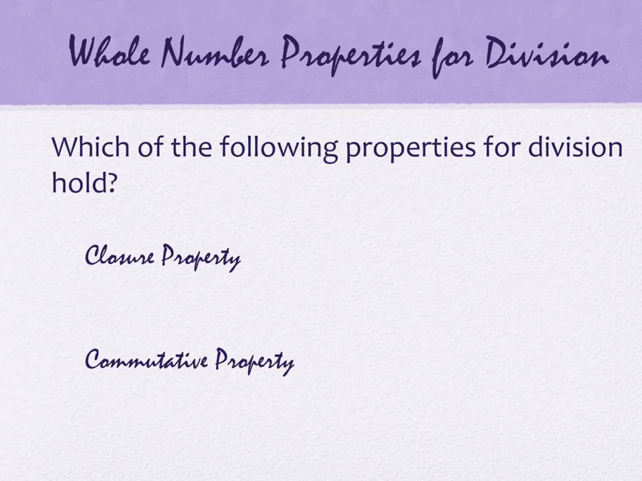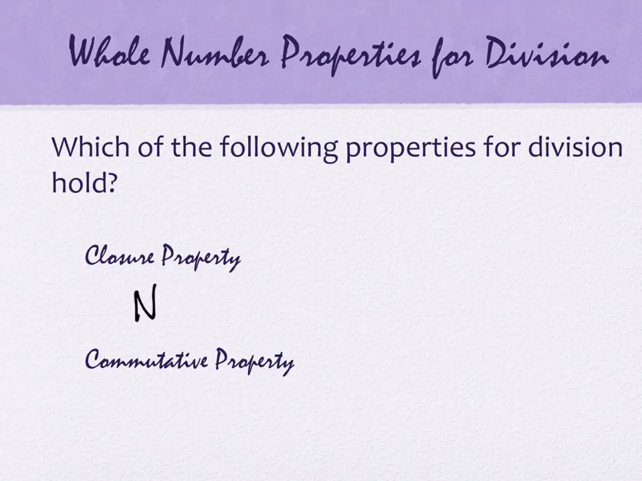So remember closure, it's your favorite, right? Closure means that if you take two numbers in this operating system, so we're taking two numbers in the whole number system, and we're using this operation, which is division, do I get another whole number? Okay, so if I take a whole number and I divide it by another whole number, will I always get a whole number? No, this does not work.